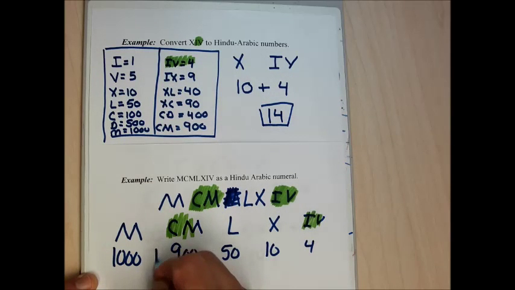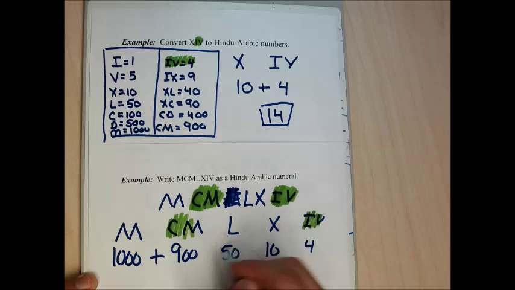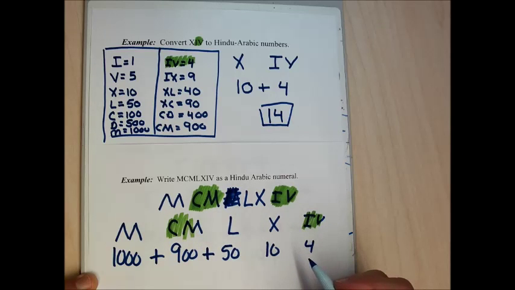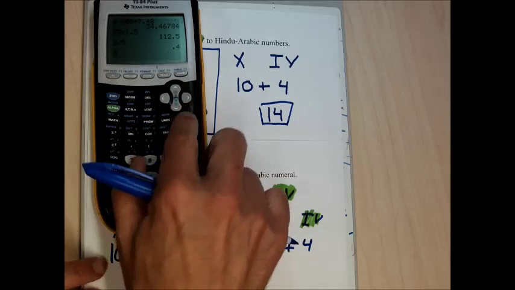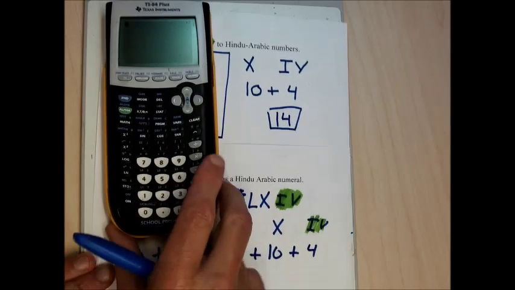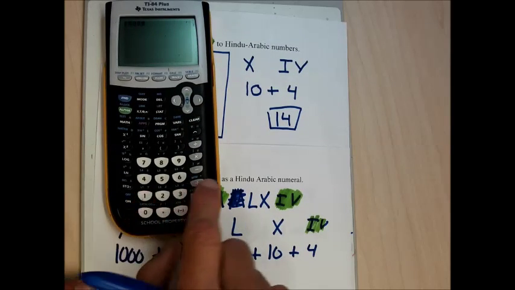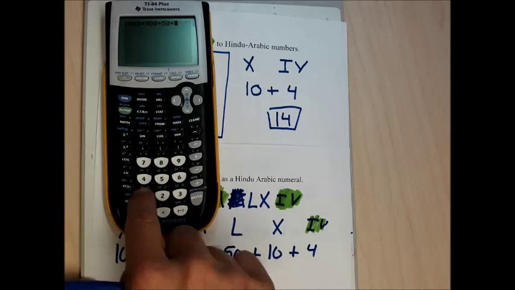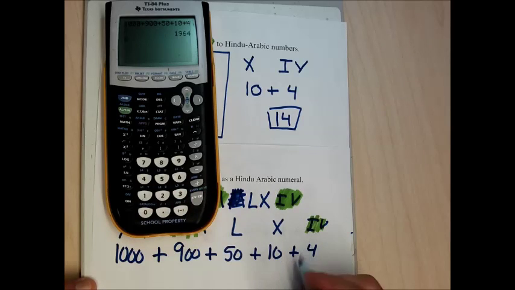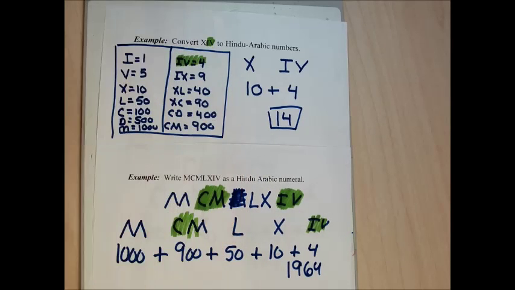I'm just going to add these up. 1,000 plus 900 is 1,900. Plus 50 is 1,950. Plus 10 gives me 1,960. Plus 4 gives me 1,964. If you can't add those in your head, you can just do it on your calculator: 1,000 plus 900 plus 50 plus 10 plus 4. And this is going to be 1964. That's a Roman numeral which is the year I was born, for what that's worth.